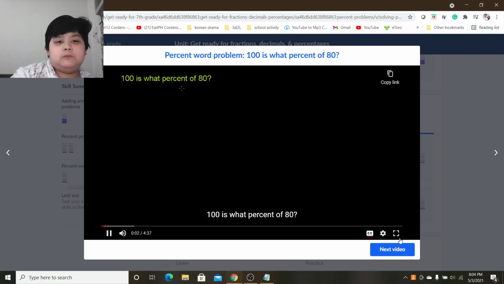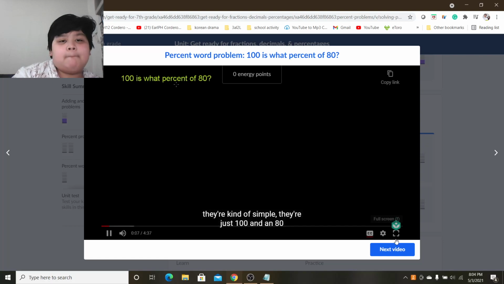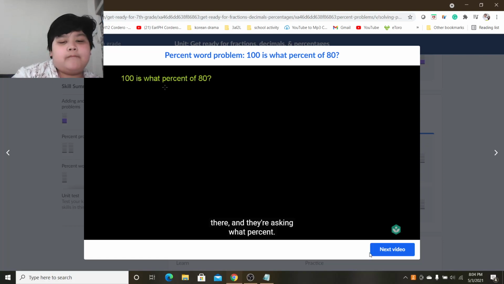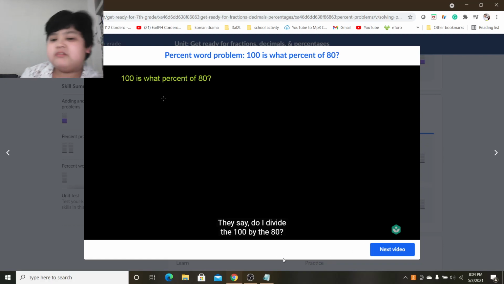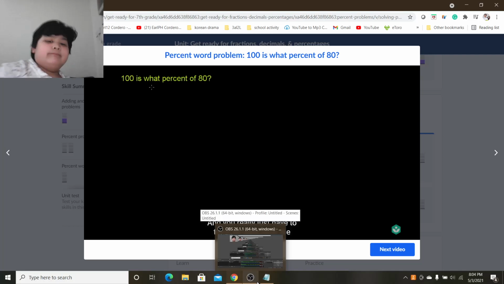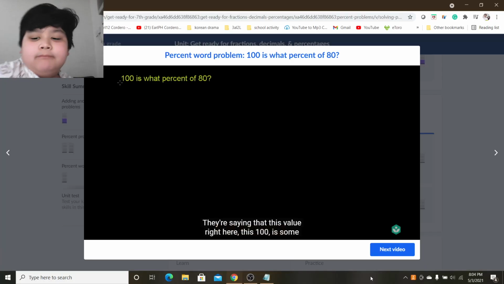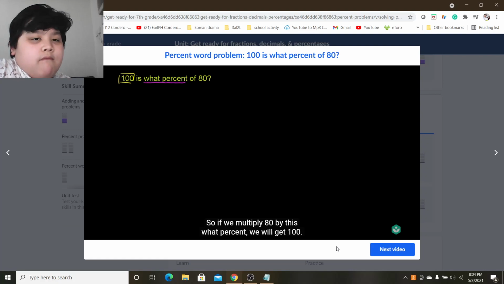100 is what percent of 80? And these problems tend to kill people because on some level they're kind of simple. There's just a 100 and an 80 there. They're asking what percent, but then people get confused. They say, do I divide the 100 by the 80 by 100, or is it something else going on? And you really just have to think through what the language is saying. They're saying that this value right here, this 100, is some percentage of 80. And that some percentage is what we have to figure out. So if we multiply 80 by this what percent, we will get 100.